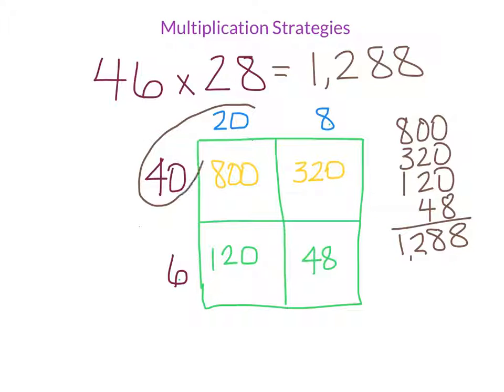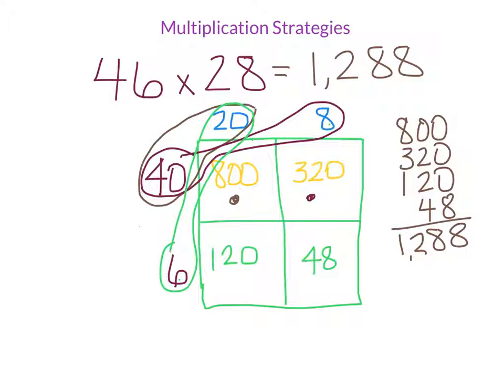Okay, and see the multiplication on this one? You do these two, and it goes here. And then you do these two, and it goes here. And then you do your 6 times your 20, and it goes here. And you do your 6 times your 8, and it goes here. And that's the strategy with this one. I will do one more, and then I will give you a problem to do on your own.